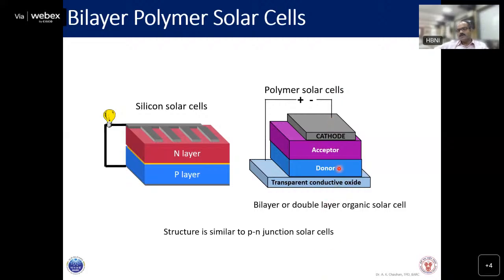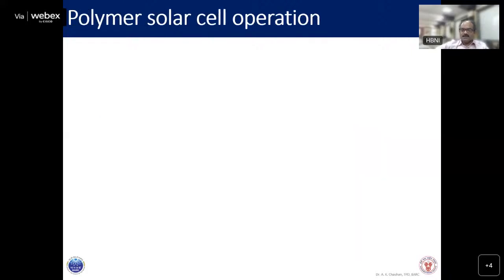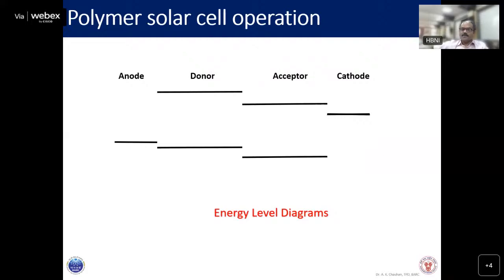So light passes through this and reaches the junction, and then excitons are produced here. Excitons can be produced in the donor region and in the acceptor region also, and those excitons have to reach this interface in order to get separated, and then after that need to be collected at cathode and anode respectively. So this is a structure similar to a PN junction solar cell, but there are issues. It doesn't work in the same way as it was working in an inorganic PN junction silicon solar cell.